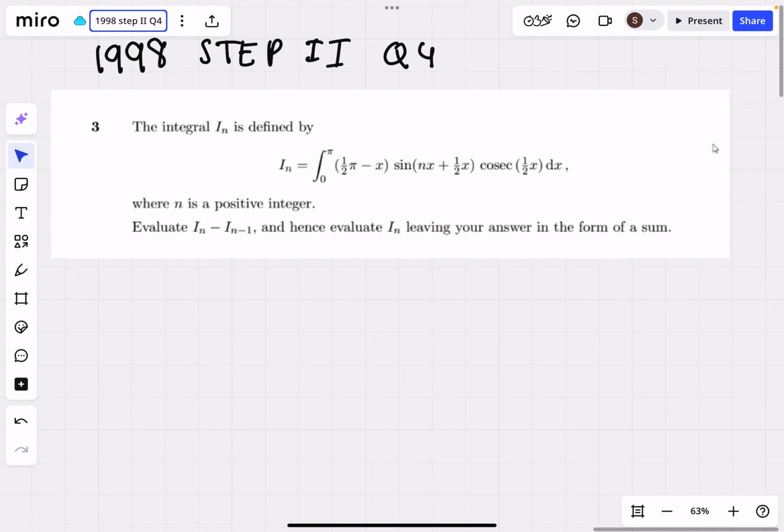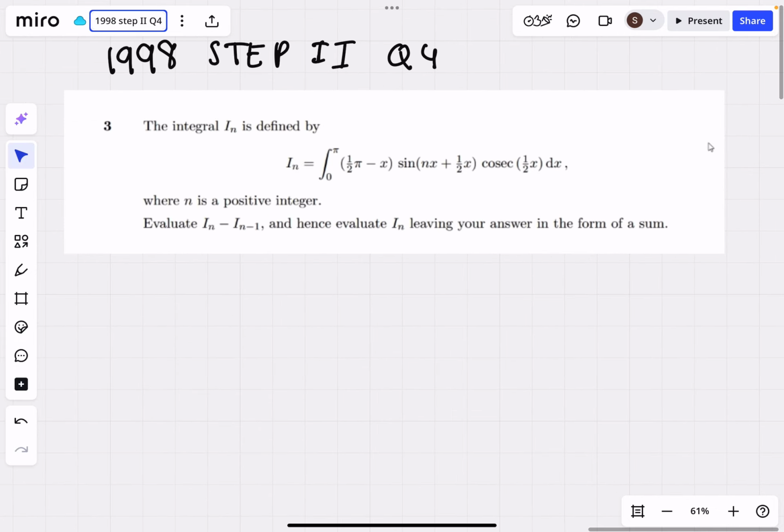The integral I_n is defined by I_n equals the integral from 0 to pi of (half pi minus x) sine nx plus half x cosec half x dx. When n is a positive integer, evaluate I_n minus I_{n-1}. Hence, evaluate I_n, leaving your answer in the form of a sum. Cool.